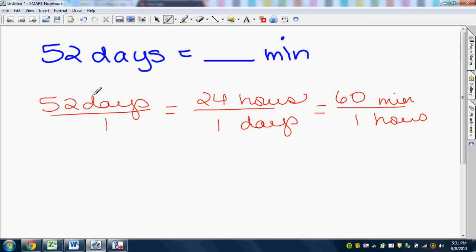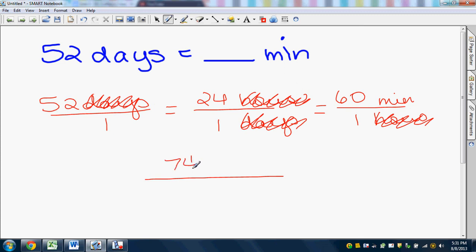So now I'm going to go through and cancel out all my units. So I have days and days here, and then I have hours and hours here. Well, I can go ahead and multiply everything on the top and multiply everything on the bottom. So everything on the top, using my calculator, is 52 times 24 times 60, and that's equal to 74,880 minutes over 1, which we don't need the over 1, so the answer is simply 74,880 minutes.